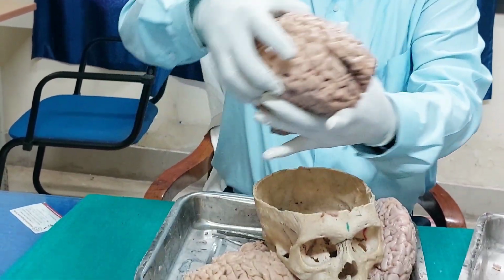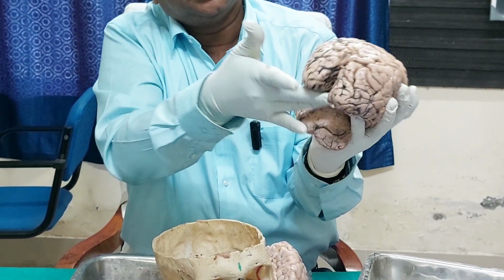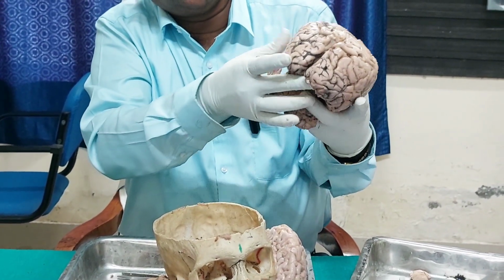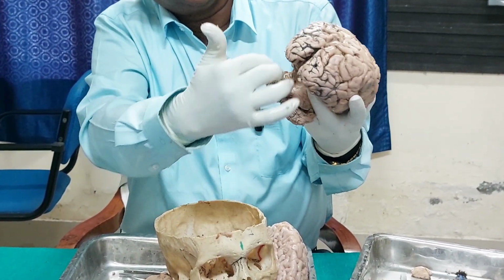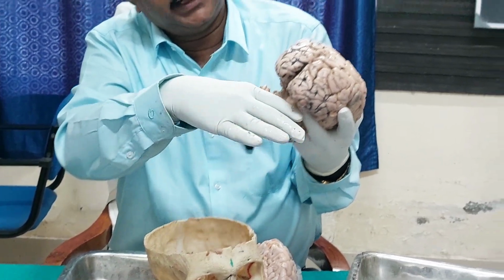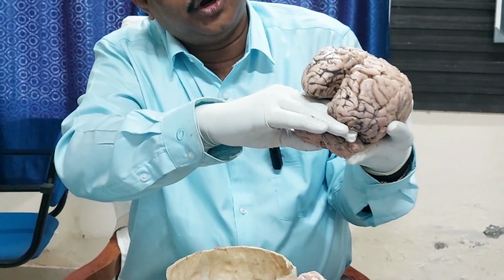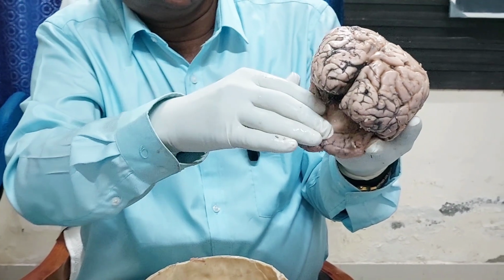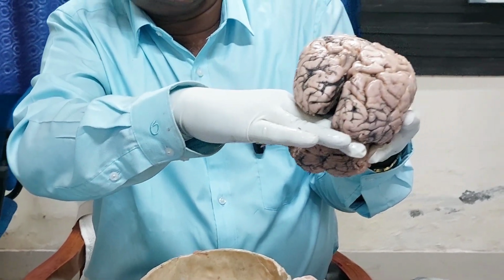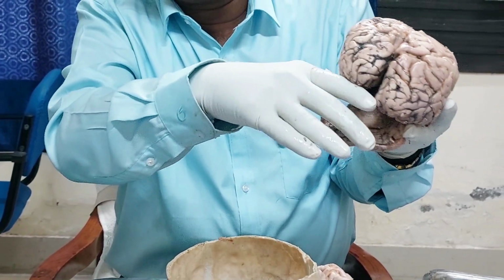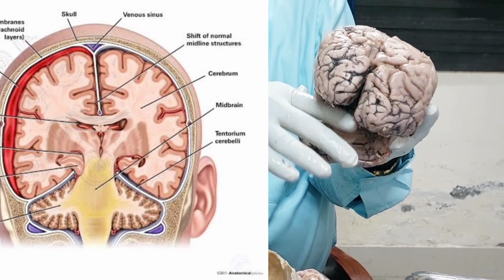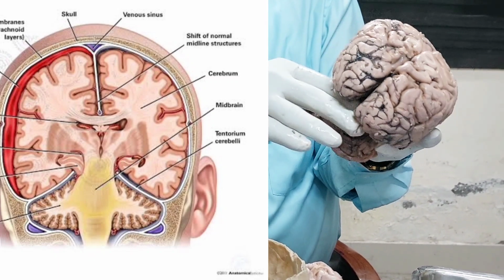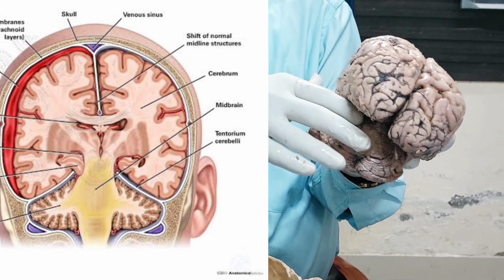And why is this the tentorial part? Because I told you in another video, this is the cerebellum, this is the occipital lobe. In between these two is the fold of dura mater called the tentorium cerebelli. So as this lobe is resting on the tentorium cerebelli, this surface or this part is called the tentorial part, on the inferior surface of the occipital and temporal lobe.